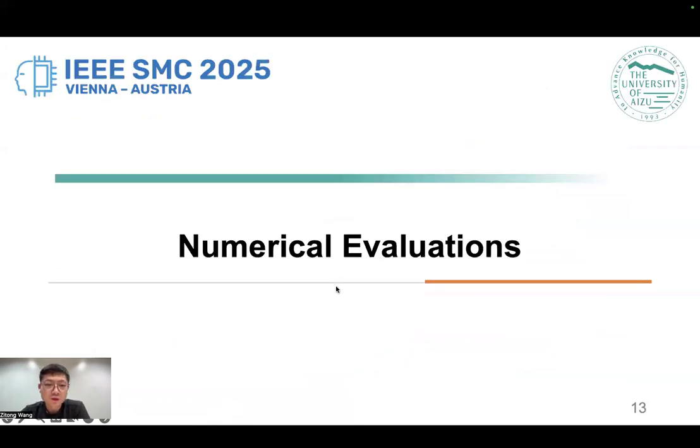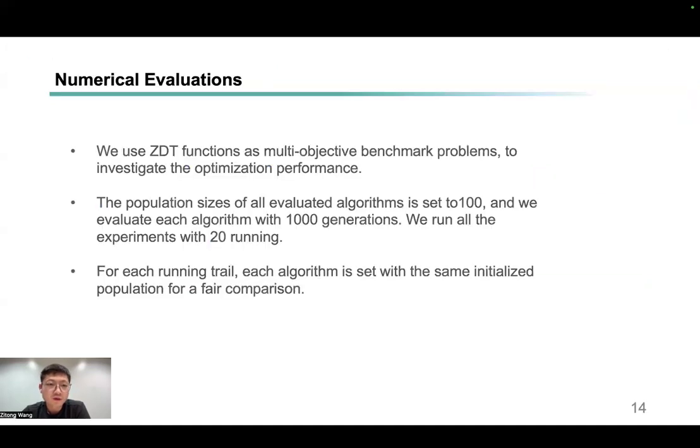Part 3 is the numerical evaluations. First, we use the ZDT functions as multi-objective benchmark problems to investigate the optimization performance. The population size of all evaluated algorithms is set to 100, and we evaluate each algorithm with 1,000 generations. We run all the experiments for 20 runs. For each run, each algorithm is set with the same initialized population for fair comparison.